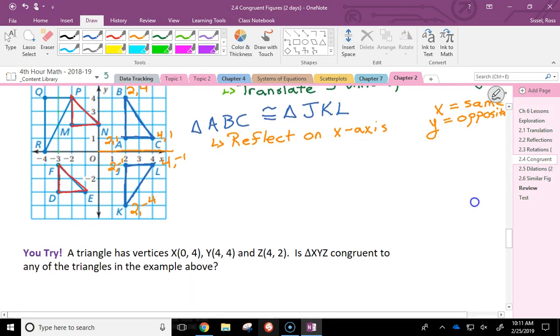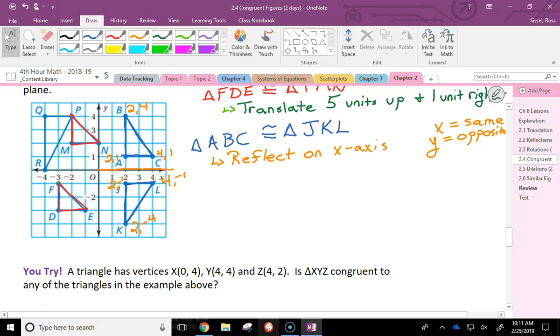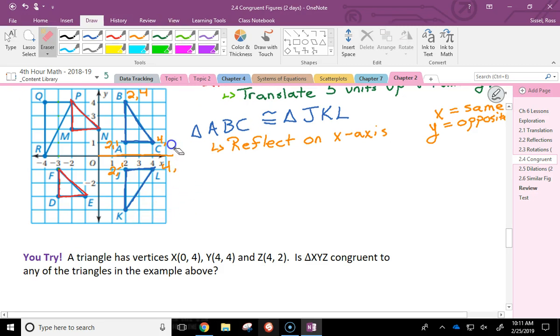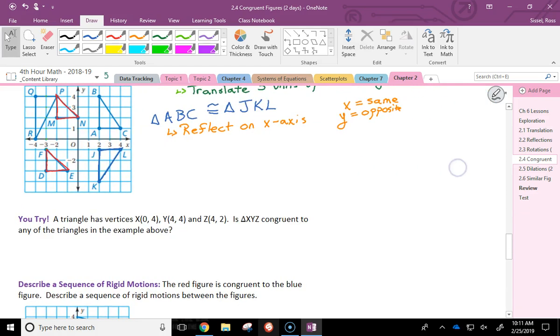So it says you try. A triangle has the vertices. So I'm going to draw this in here, and let's use the screen. Let me erase these so I have a little more room. Alright, it says a triangle has the vertices of 0, 4, and they said that is X. Y is at 4, 4. And Z is at 4, 2.